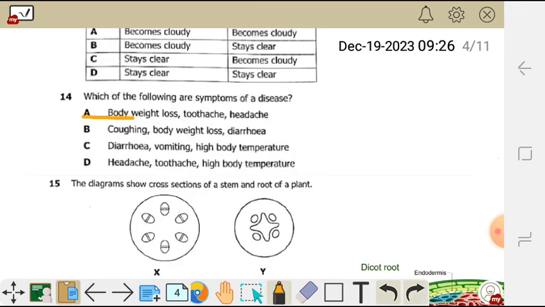And then body weight loss, we have already disqualified it. Why? Because sometimes a normal person without a disease can lose weight. Toothache as well can be a sign of a disease in some way, but mostly toothache can be as a result of other things. So the correct answer for question 14 is C. Diarrhea, vomiting, and high body temperature are the symptoms of a disease. Most of the time, they are observed when someone has a disease. Correct answer is C.